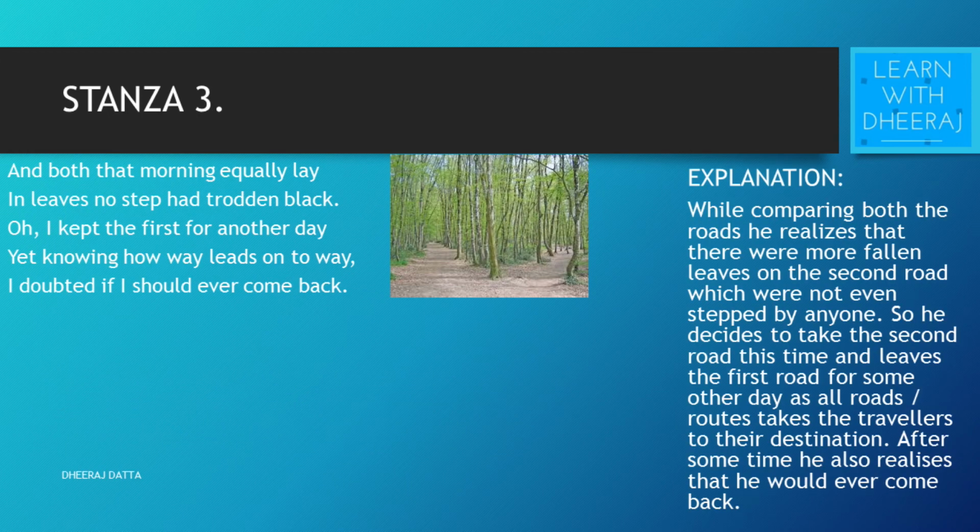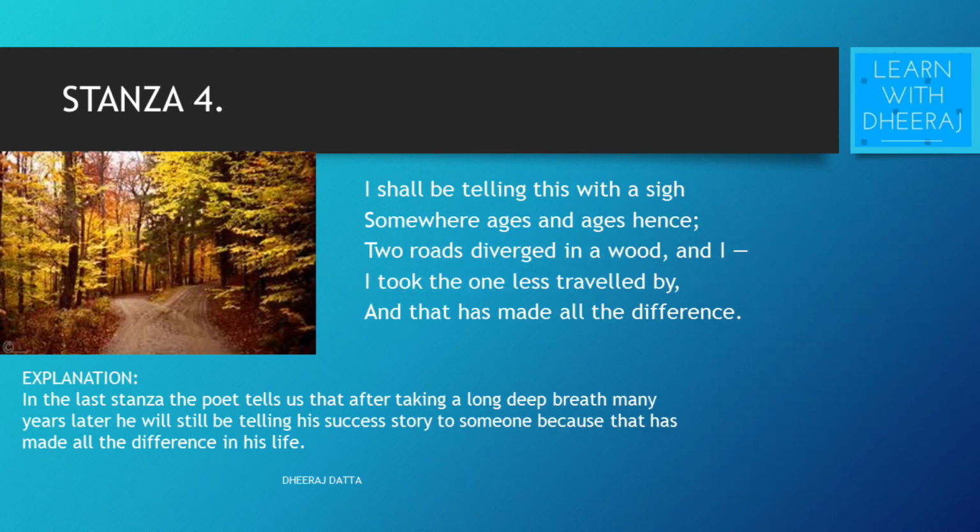Now in stanza 3, he says, and both that morning equally lay in leaves, no step had trodden black. That means both looked the same to him because there were a lot of fallen leaves on both the roads, and he keeps the first road for some other time and finally decides to go on the second road because all roads are actually interconnected, and the second road will also take him to his destiny. And then he doubted that he would ever come back to the first route.